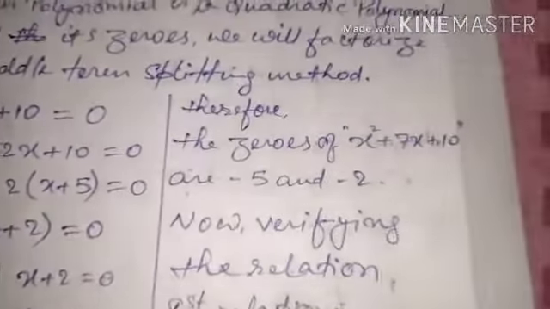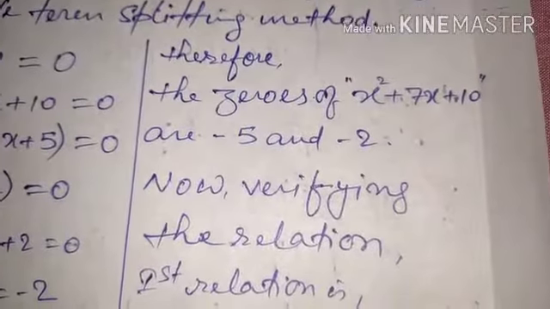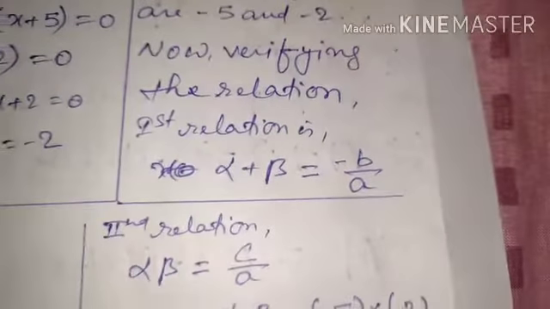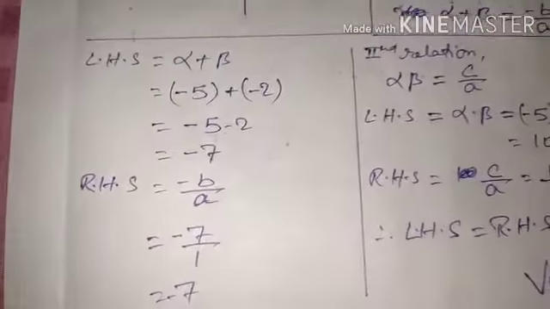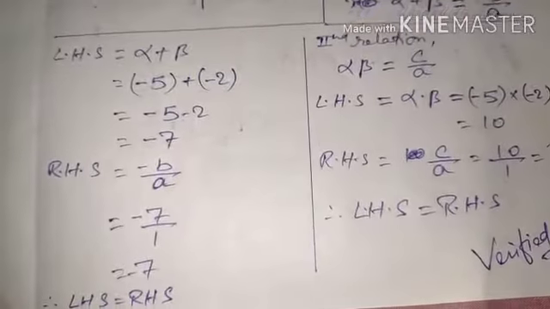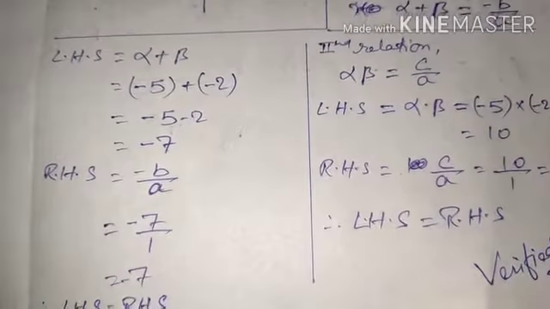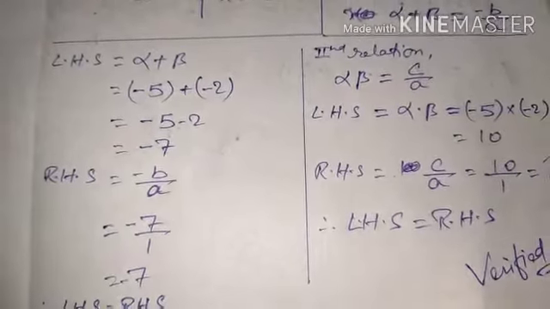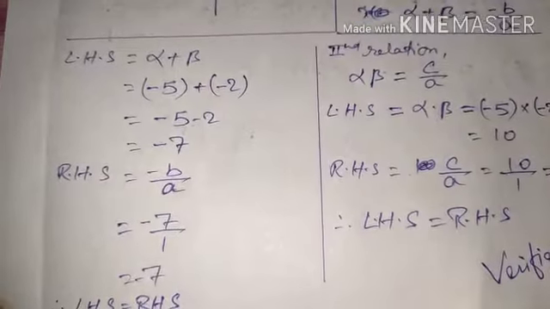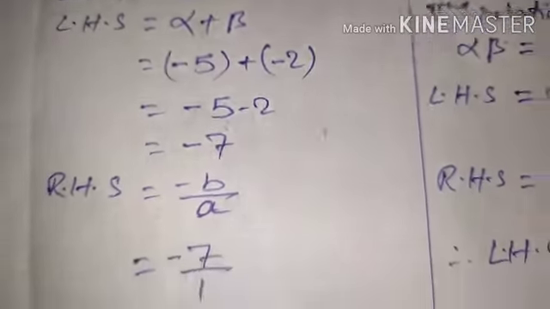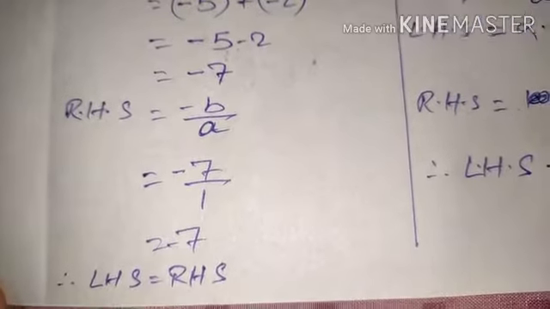Now the verification part. Therefore the zeros of x square plus 7x plus 10 are minus 5 and minus 2. Now verifying the relations. The first relation is alpha plus beta is equal to minus b by a. We had taken it as an equation and are taking its LHS and RHS to verify. LHS is equal to alpha plus beta, minus 5 minus 2, replacing alpha plus beta with their values and solving it. At last we get LHS is equal to minus 7, and then we solve minus b by a, the RHS.